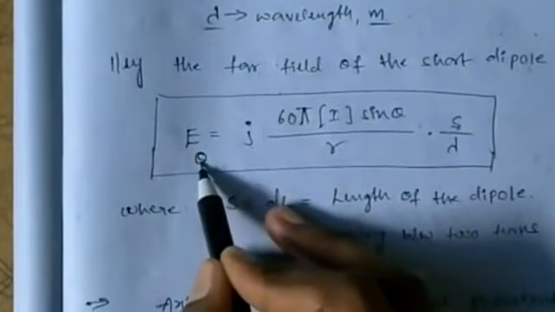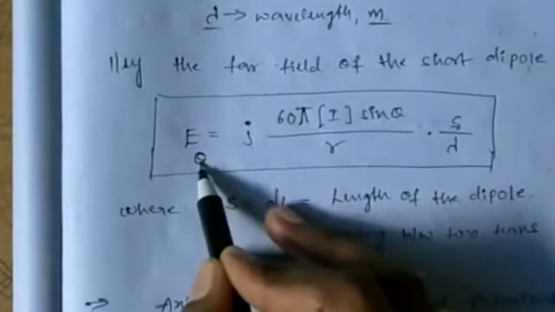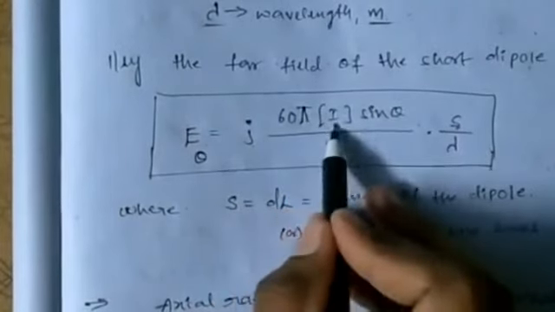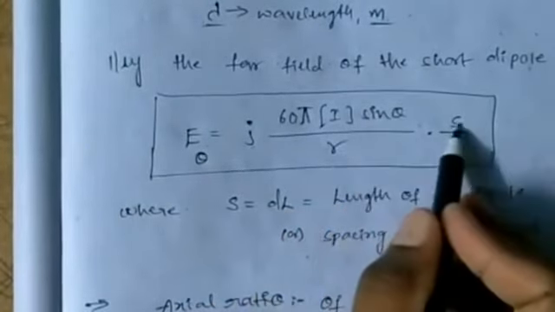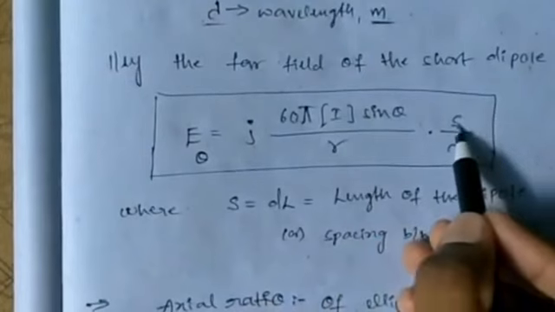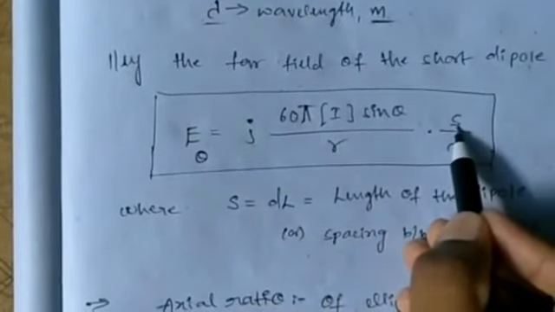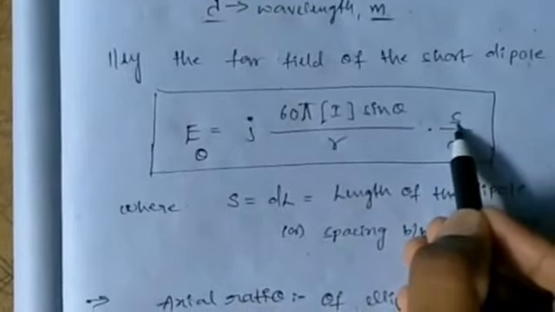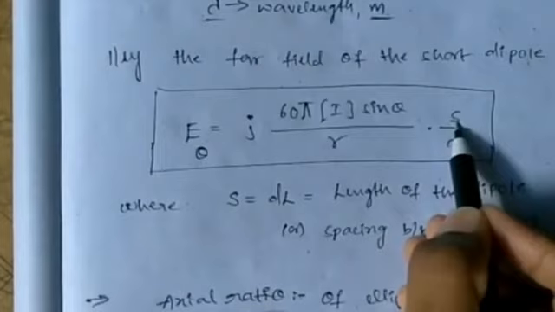E theta is the far field component for the short dipole, that is j into 60 pi I into sin theta by r into s by lambda. Here s is nothing but the short dipole length or the spacing between the two turns. I already told you the spacing between the two turns is represented as the short dipole. Means the spacing between the two turns is nothing but the length of the short dipole.